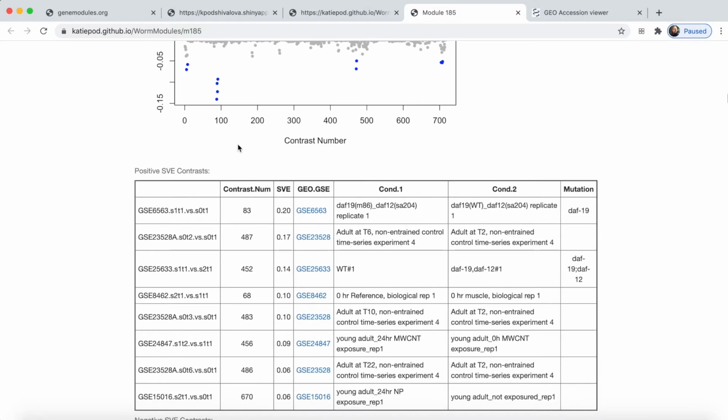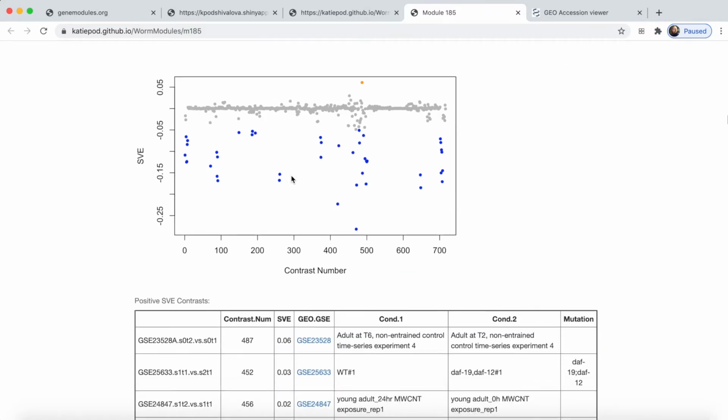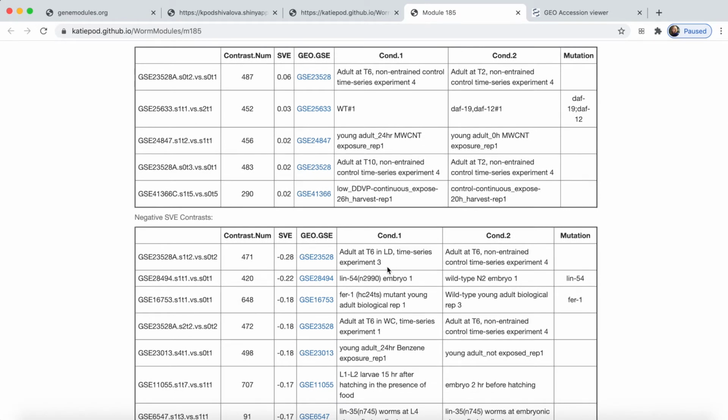For example, I see that genes upregulated by DAF19 mutation strongly activate these modules, and by looking at the downregulated genes only results, I learned that it's the downregulated genes in this light versus dark experiment that strongly activate this module. So to summarize, these contrast SVE results told me that the module that my gene is part of is activated by genes that are downregulated in response to light and by genes that are upregulated in the DAF19 mutant.